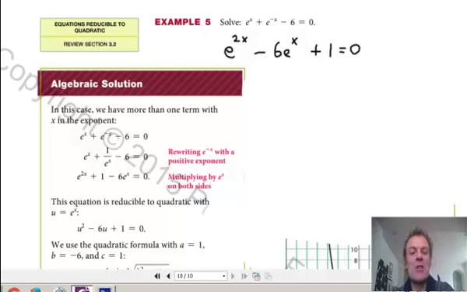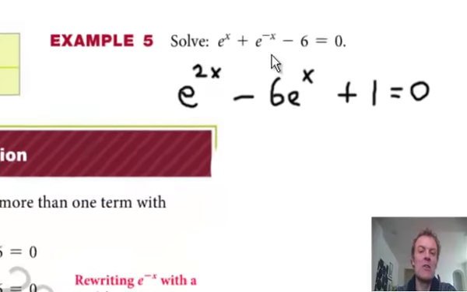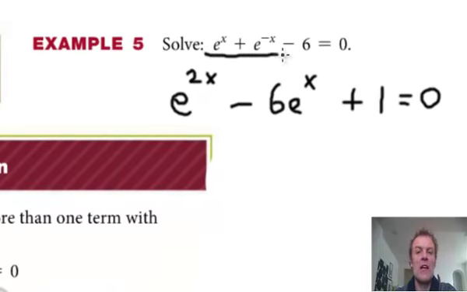Right, solving exponential equations again. Okay, take a look at this one here. Ignore the handwritten work below, just ignore that for now. Okay, we're going to solve this.